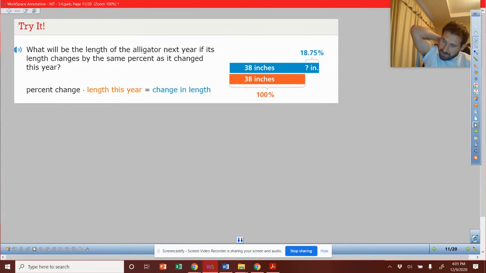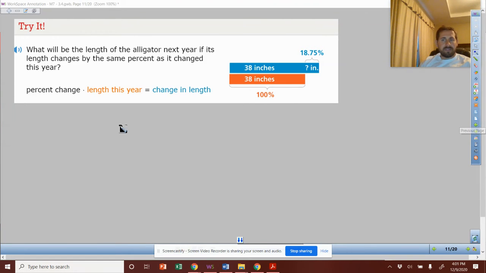So I'm going to try it. What will be the length of the alligator next year if its length changes by the same percent as it changed this year? We discovered that it changed by 18.75%. So if it keeps that happening, if it changes again, what will be its new length?